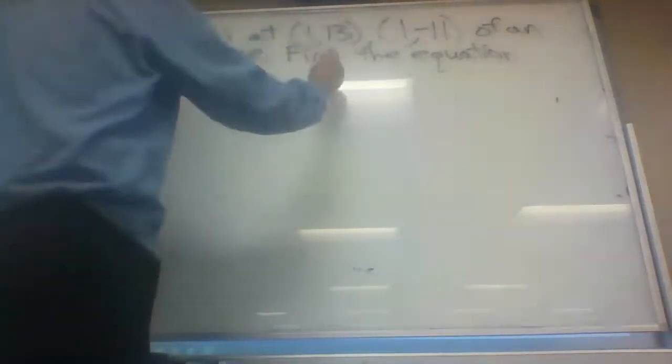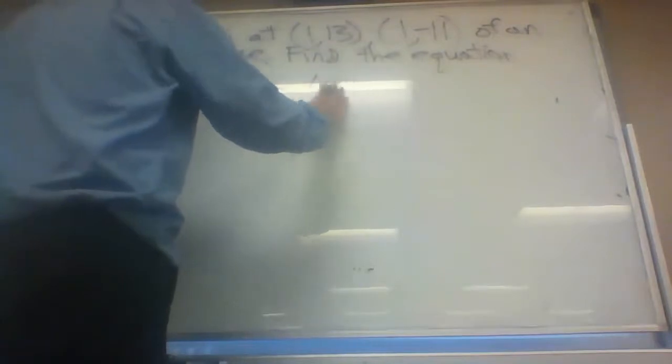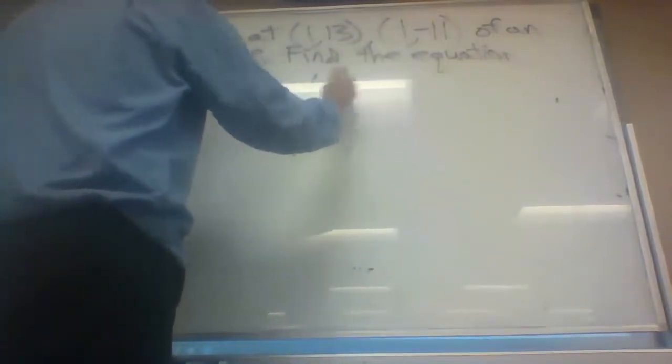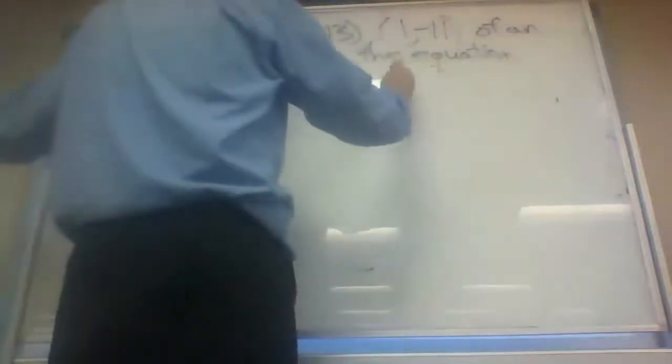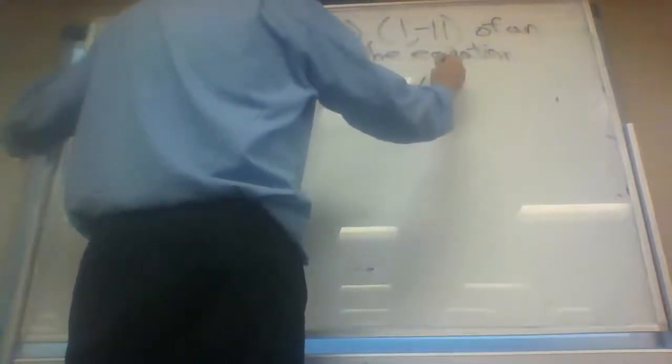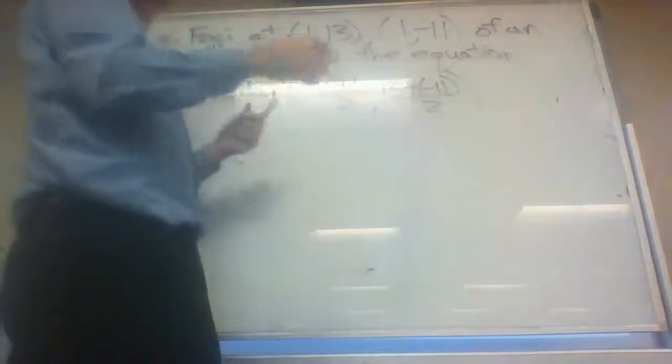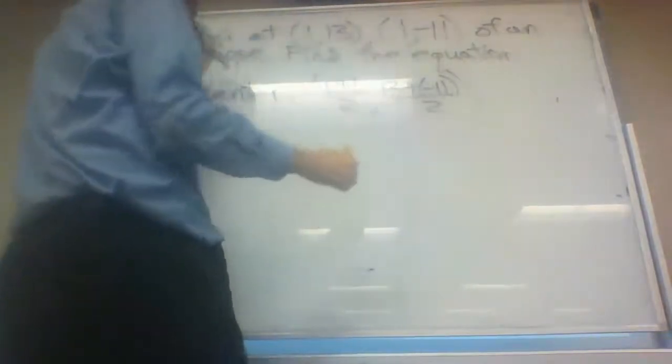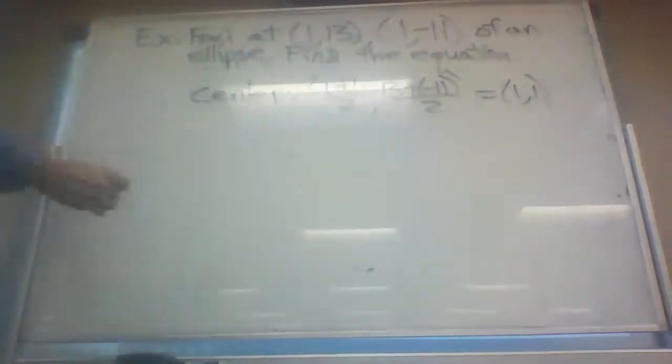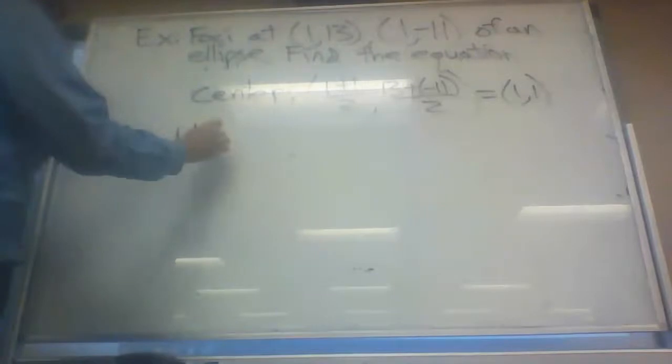The center, how do I find the center? It's halfway between the foci. I just average the coordinates. It's at 1 plus 1 over 2, and 13 plus minus 11 over 2. So I can average those two coordinates and get the center, the point halfway between. Remember the midpoint formula? So this is the point 1, 1. It's not centered at 0, 0.